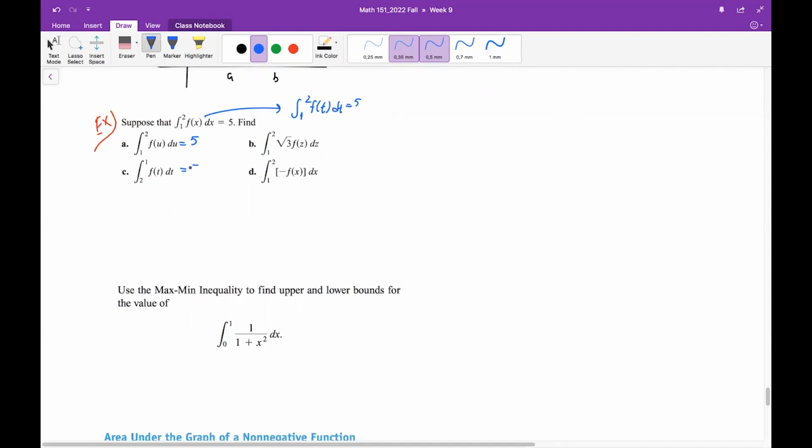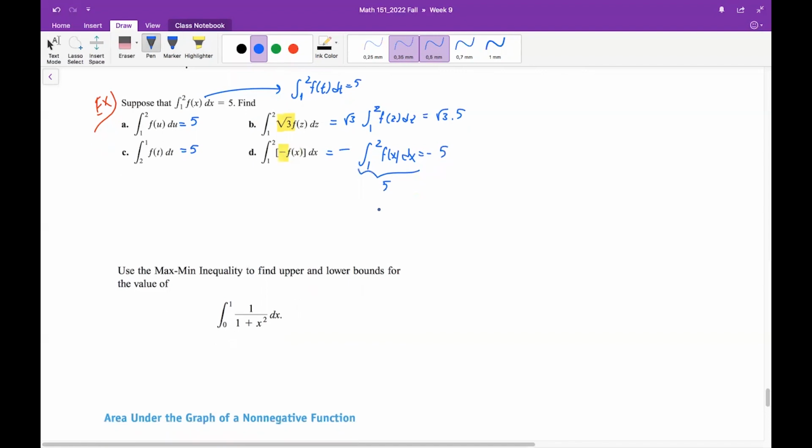And what is this then? Again, 5. So use the properties. This square root 3 is a constant with respect to z, so you can take it out. It is square root 3, integral from 1 to 2 of f of z dz. So another change of notation. So square root 3 times 5. And here, this minus is kind of a constant. You can take it out, right? It is minus the integral from 1 to 3 of f of x dx, so minus 5, obviously, because this part is given as 5.